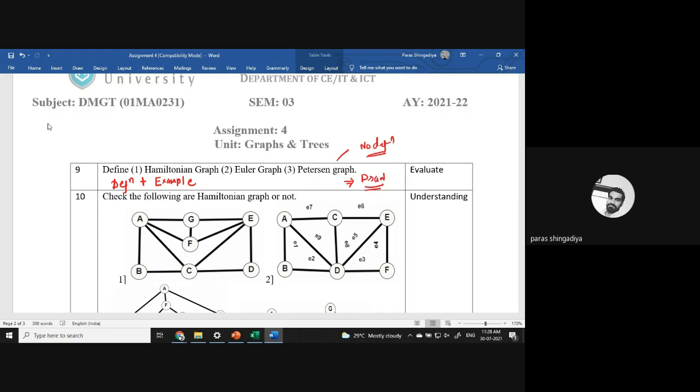We consider one of the closed walks which covers every edge of the graph G exactly one time. Then this closed walk is known as an Euler line, and that is called an Euler graph. That is the definition.